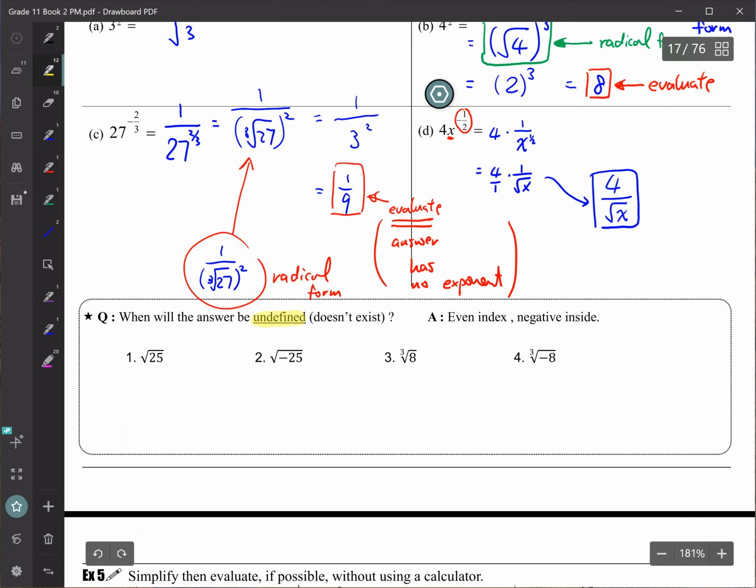Okay, undefined means there's no answer to it. You cannot say it equals something, okay? It doesn't have a number, so either it doesn't make sense or it's an error, okay? So let's start with question 1, the first example. You have square root of 25. What is the answer for square root of 25, Colin?